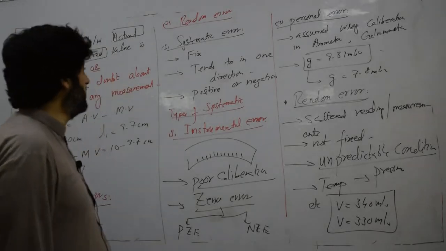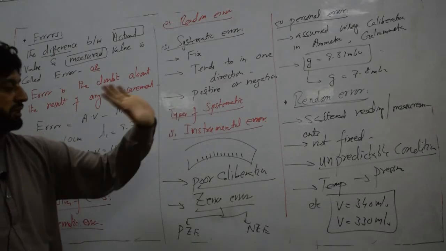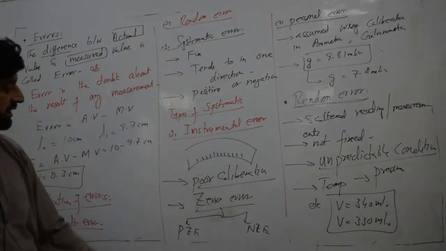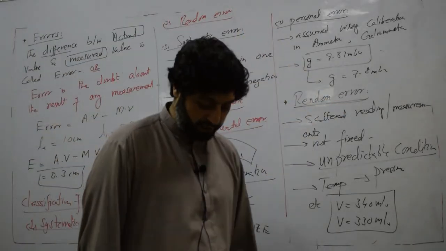So this is all about errors. Error is the difference between the actual and measured value, and there are two types of error: systematic error and random error. The systematic error has two further types: instrumental error and personal error. And the last one is random error.